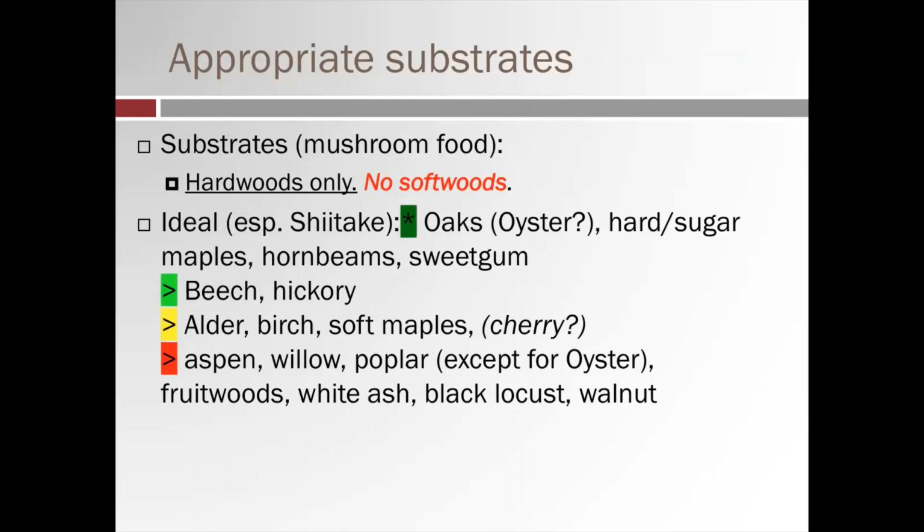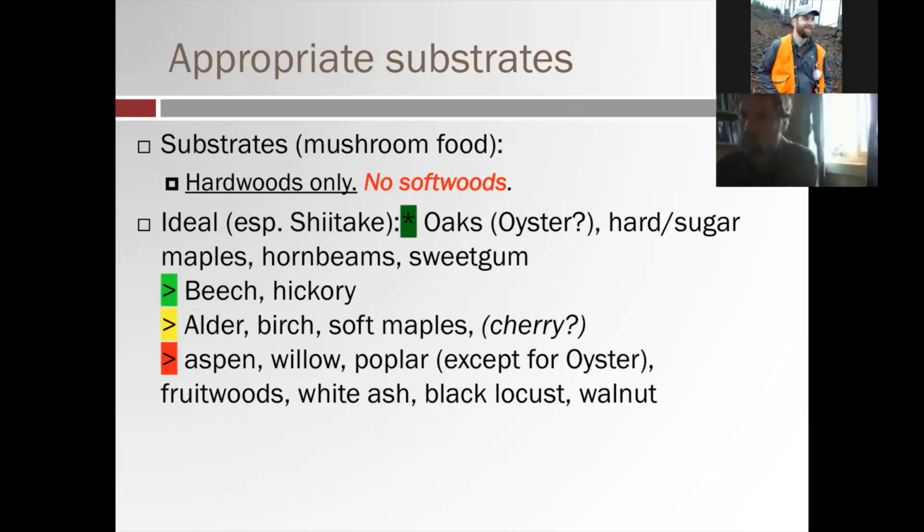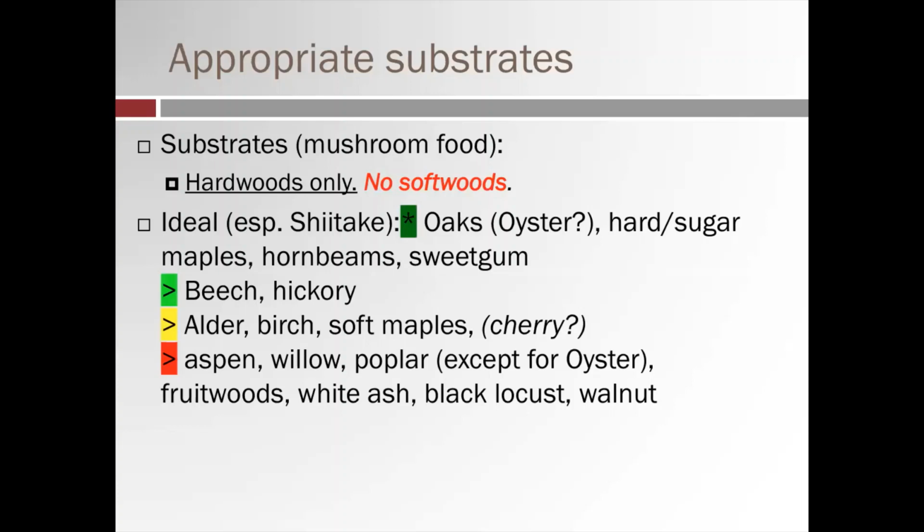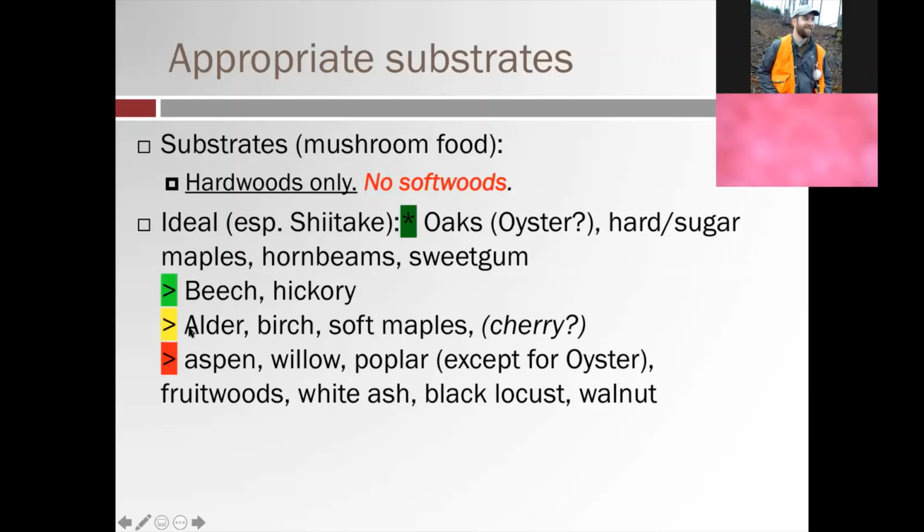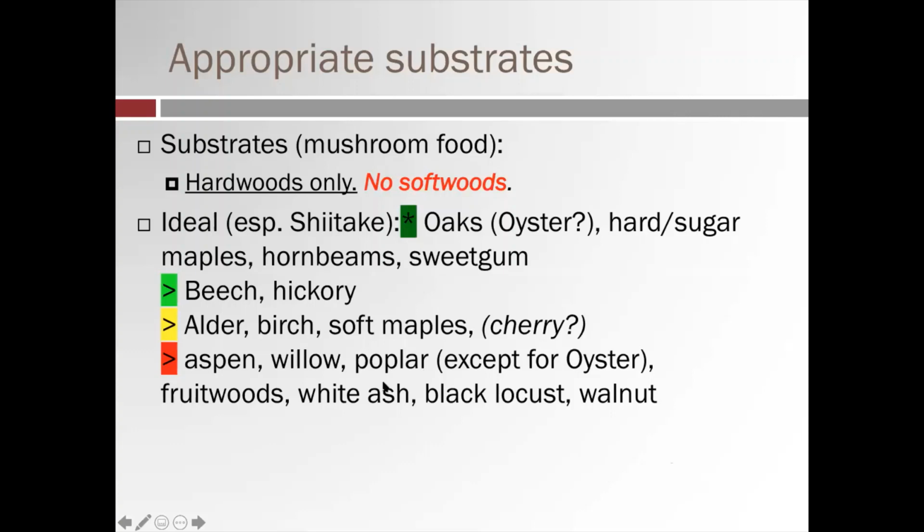Thus far, at least from what's been tested, some of the more ideal species for shiitake are oaks, hard maples, hornbeams, and sweet gum. Beech and hickory have also been shown to be a good substrate for shiitake. Alder, birch, and soft maples are sort of an intermediate level substrate. And then aspen, willow, poplar, fruitwoods, white ash, black locust, and walnut are just considered generally poor substrates. Even though they're hardwoods, they're considered poor substrates for growing mushrooms, with one exception.